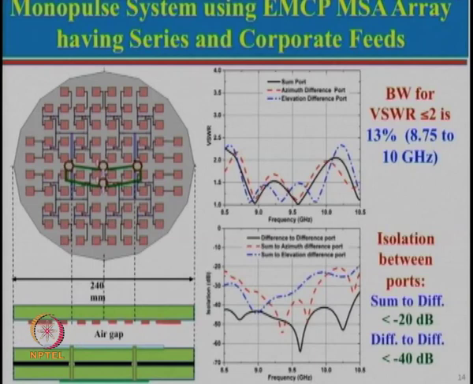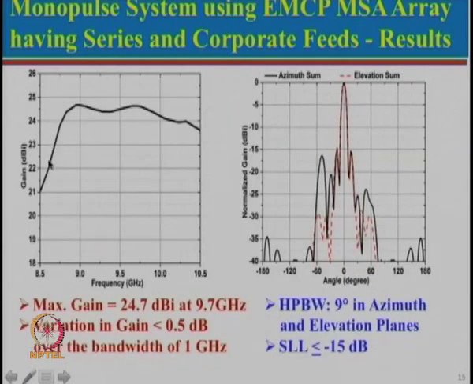Because of this, what we get is a very good null direction in the side direction. So here is the gain. You can see that in this particular region here, gain is fairly uniform. The absolute maximum gain variation is about 0.5 dB over the bandwidth of 1 gigahertz, and we got a maximum gain of about 24.7 dB.